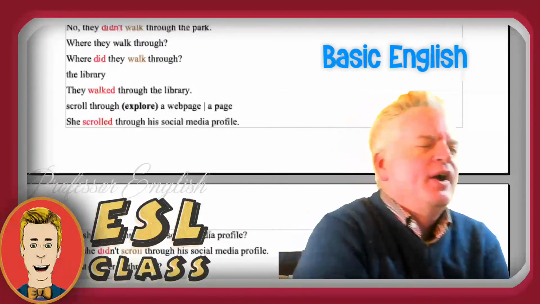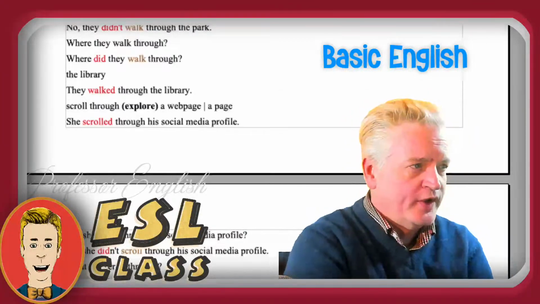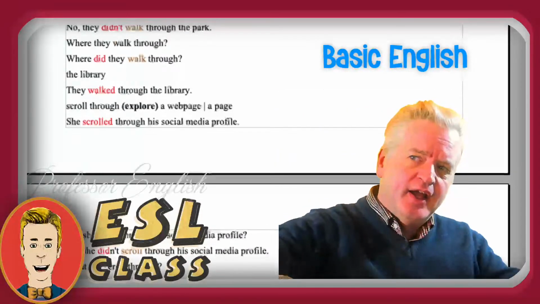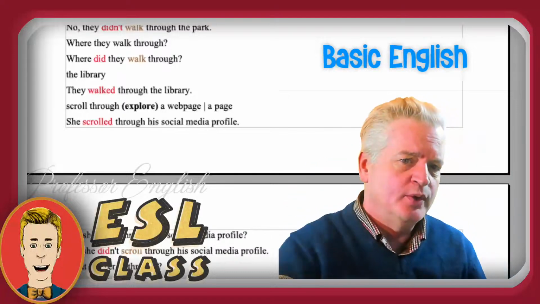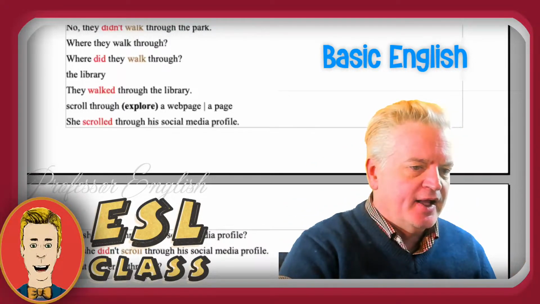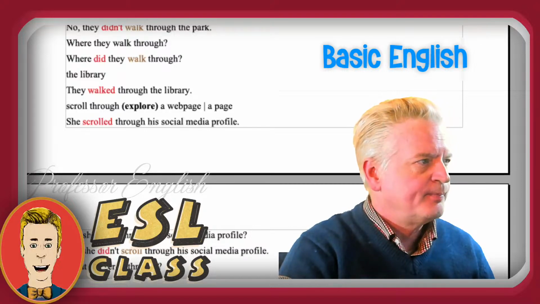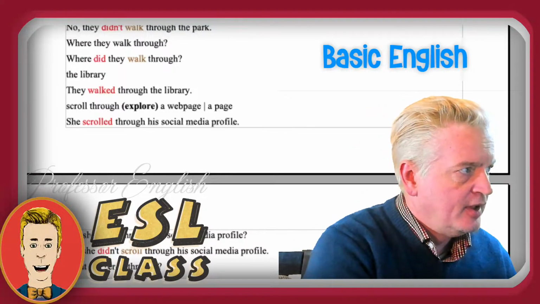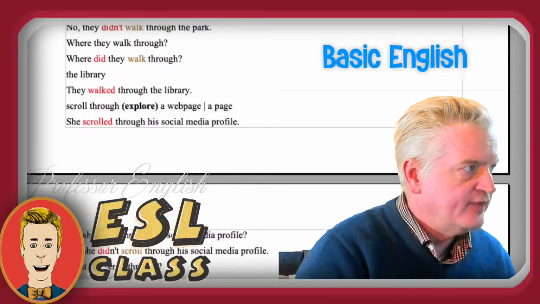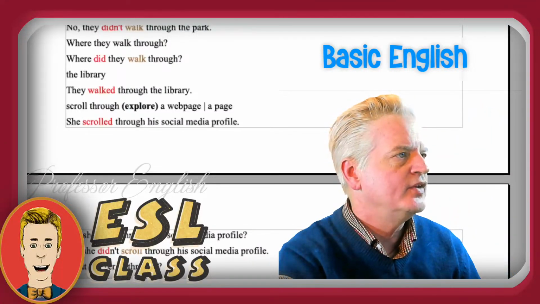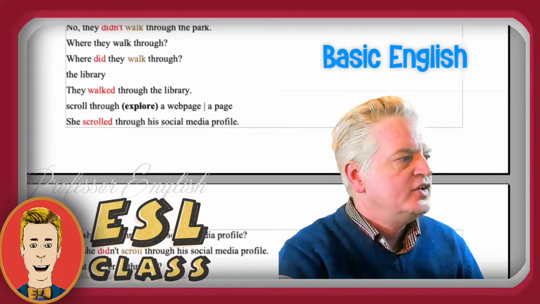So we were talking about the meaning of the word through, which means you start in one point and you finish at the other end, and you visit all the points in between. That's when you use the word through. And then I realized there's a very useful word that I can give you, a very useful phrasal verb. But first, we have to talk about this vocabulary word, scroll.